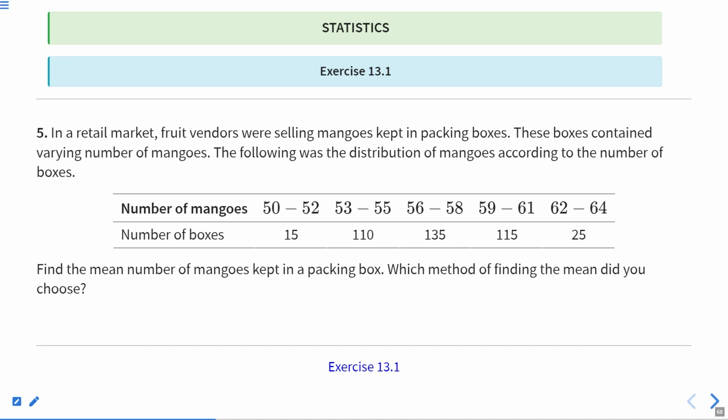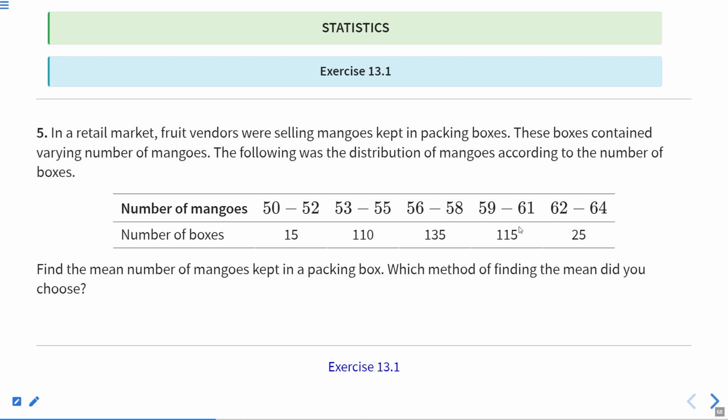For 56 to 58, the number of boxes is 135. For class 59 to 61, the number of boxes is 115. For 62 to 64, the number of boxes is 25. From this table we need to find the mean number of mangoes kept in a packing box. Which method of finding the mean did you choose here?